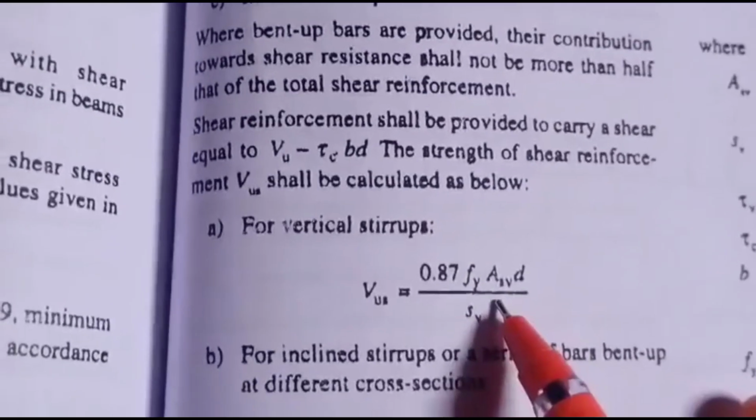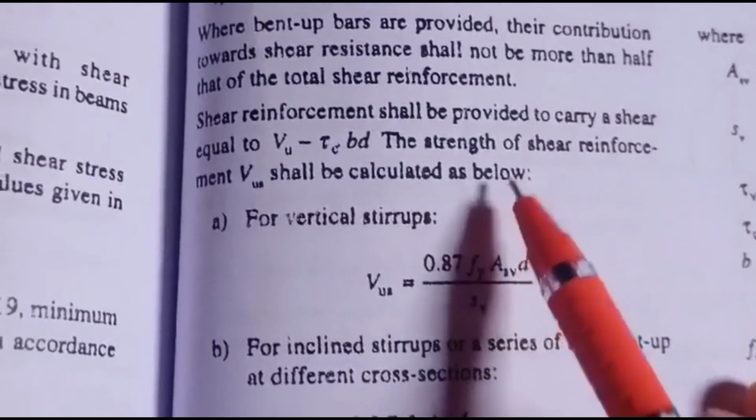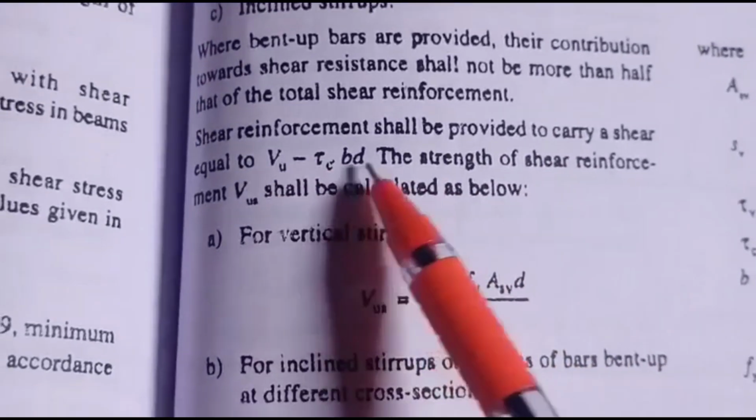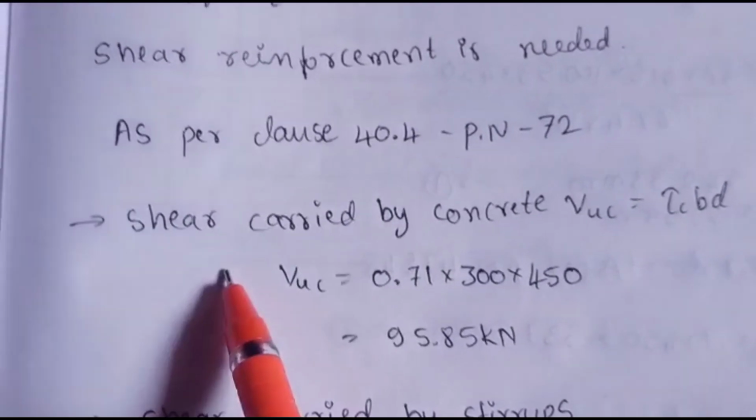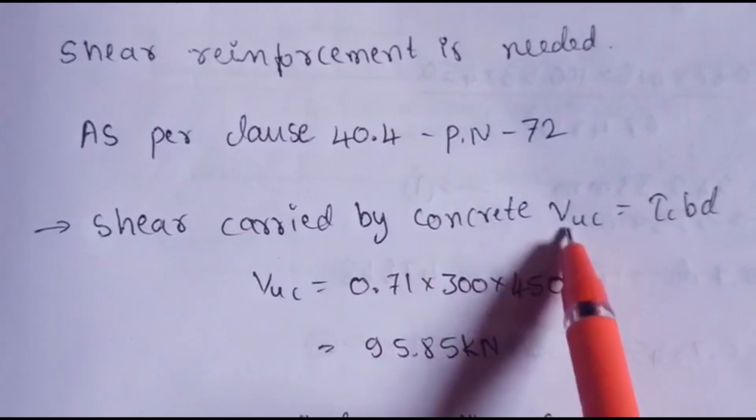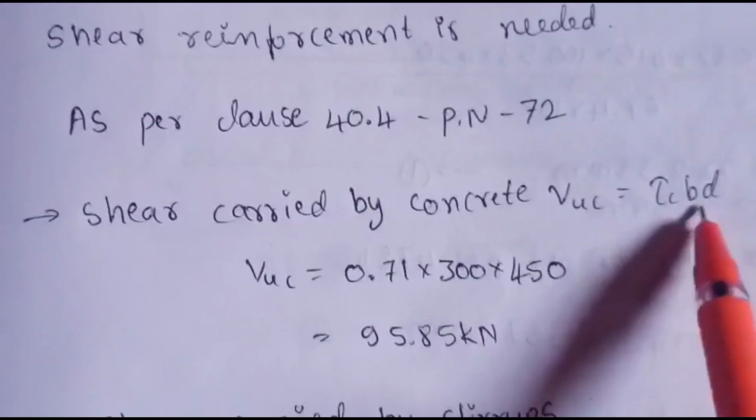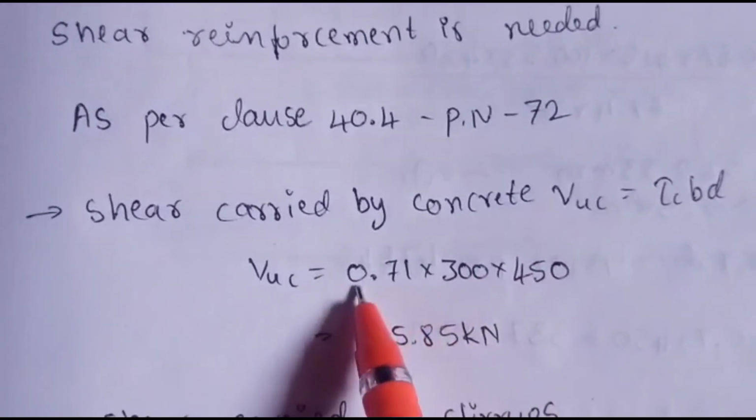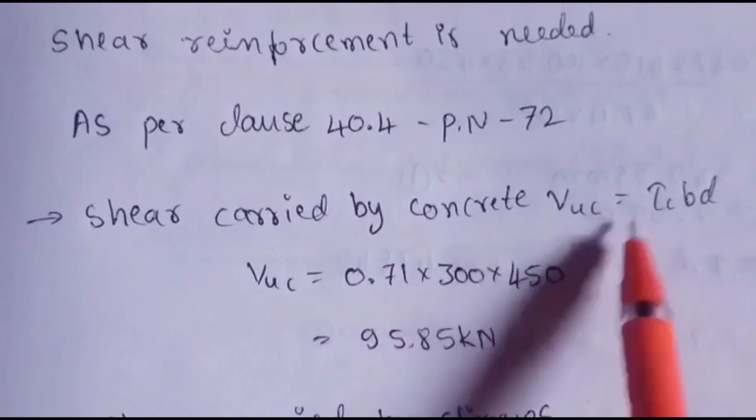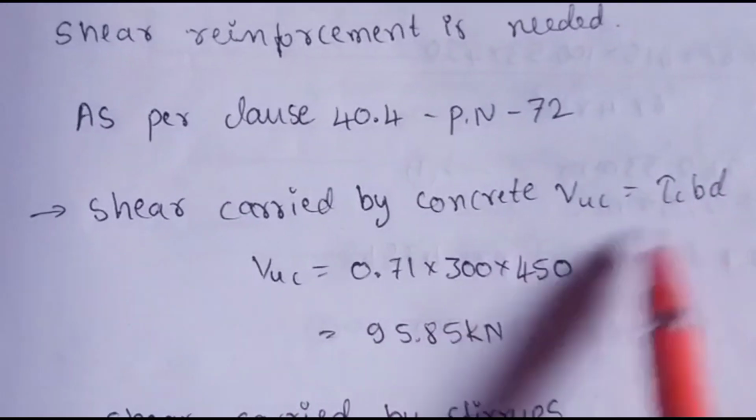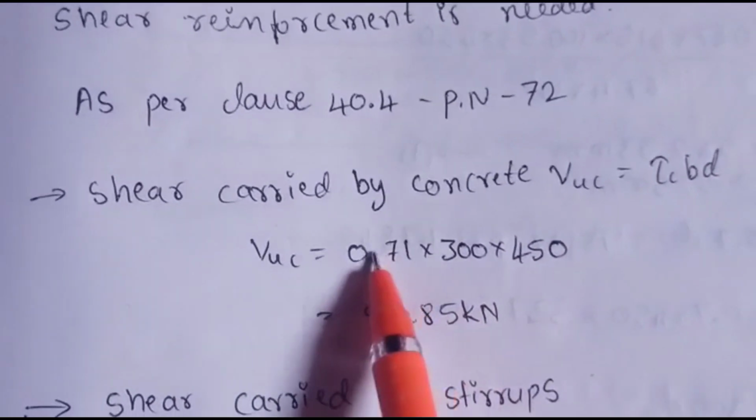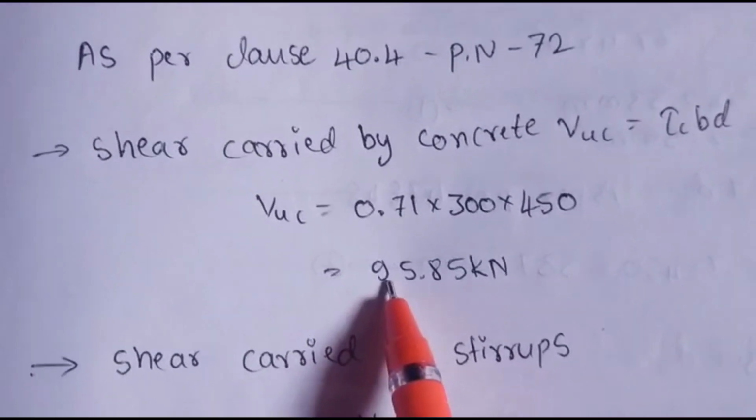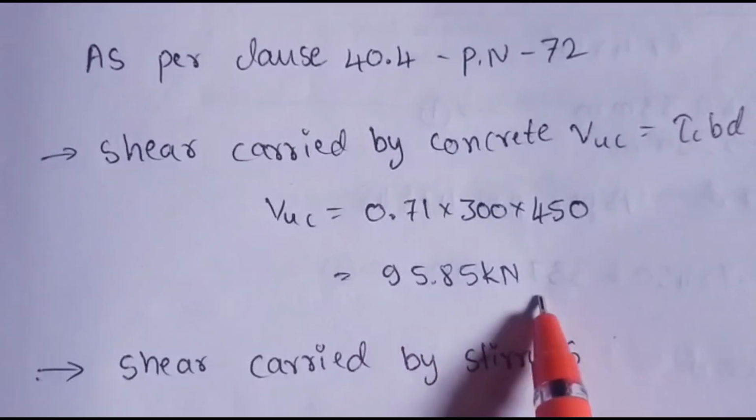This will come to this later. Now we will calculate the shear carried by concrete by using this formula. That is Vuc is equal to tau c into b d. Substituting all the values: 0.71, b value is equal to 300 and d value is equal to 450. After simplifying, we'll get our value as 95.85 kilonewton.